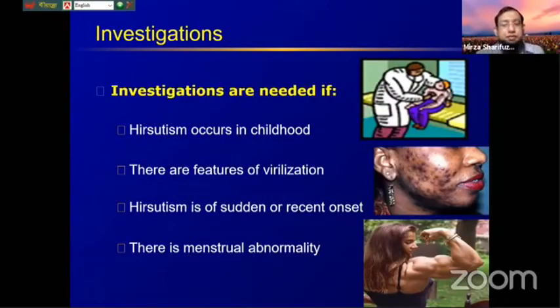After clinical evaluation, we should go into investigation, and who to investigate. Before that, we have to know when we should suspect malignancy or tumor. If it develops very rapidly, symptoms are very sudden, very recent, if there is menstrual abnormality, if there is a sign of virilization, if it occurs in early childhood, this patient should be investigated vigorously. Otherwise, mild hirsutism by itself need not be investigated.